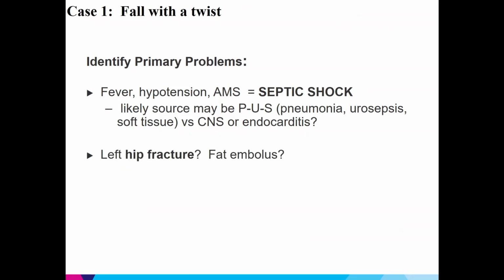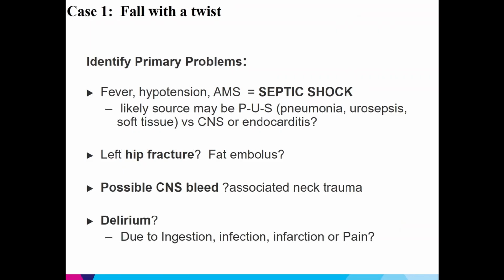Next, his physical exam is concerning for a left hip fracture. Should we be worried about anything else, like a fat embolus, as the fall had happened a couple of days ago? A possible CNS bleed or associated neck trauma based also on his physical exam, and finally, delirium. This acute change in mental status, is it due to an infection? Is it due to pain? Is it due to infarction? Oftentimes, we're competing and thinking about all of these issues contributing to his presentation.